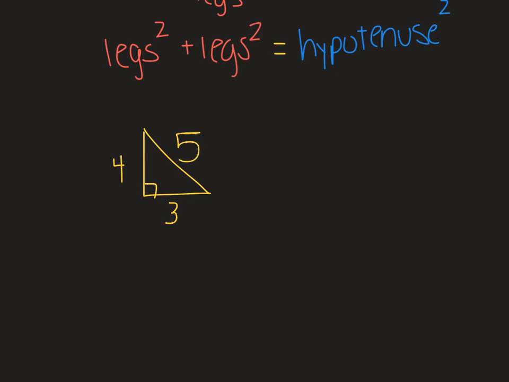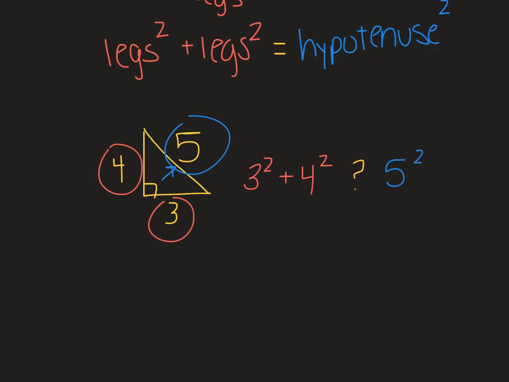So what the theorem tells me is that I can take the 3 and the 4 and I square them. So 3 squared plus 4 squared, and that's going to equal whatever this number over here is, which is my 5 squared. So I'm going to put a question mark in here because I don't know if I believe it yet. So let's try it. So 3 squared is 9. 4 squared is 16. 9 plus 16 is 25. And over here we did 5 squared, which is 25.